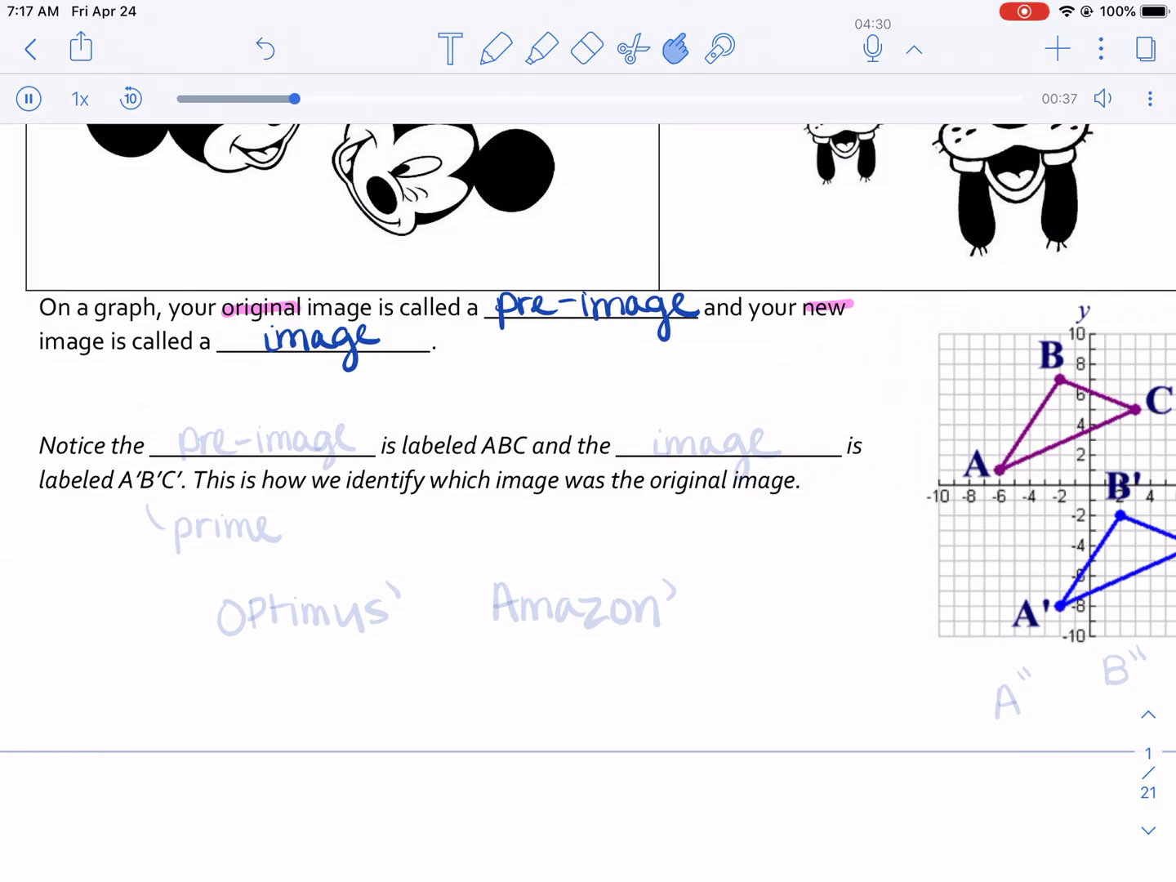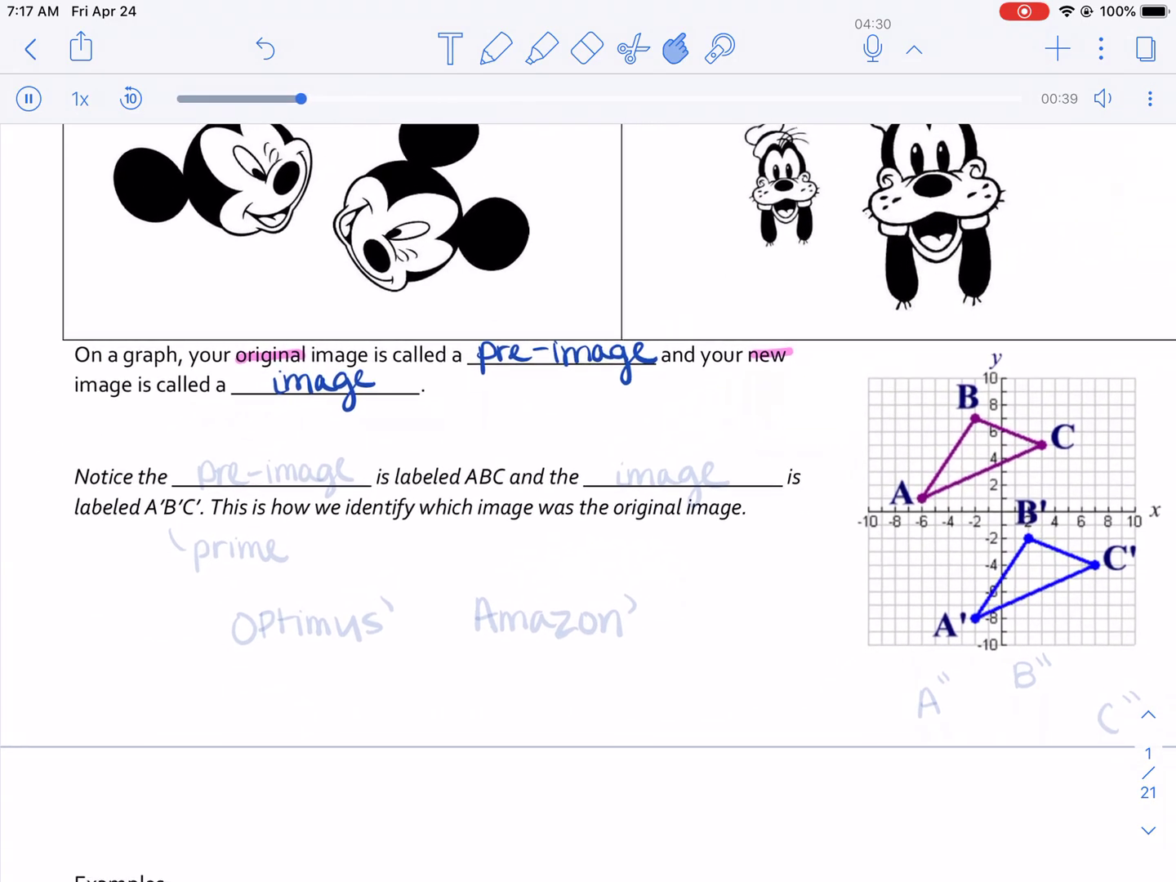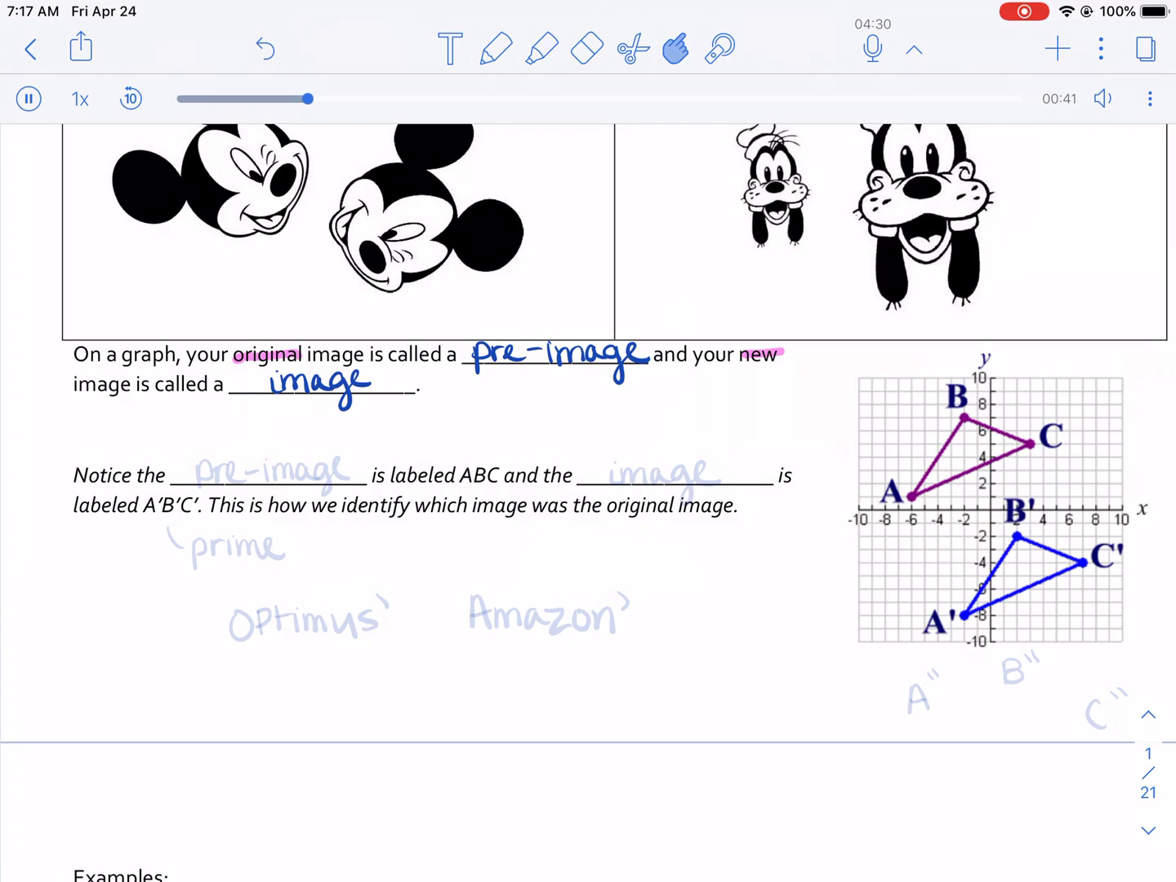When we're looking at our triangles on the right side, the original or the pre-image is labeled A, B, C with regular letters. And the image, the new one, is labeled A prime, B prime, C prime. Those little apostrophes we say like prime. And that's how we identify which image was the original and which one was the new one.